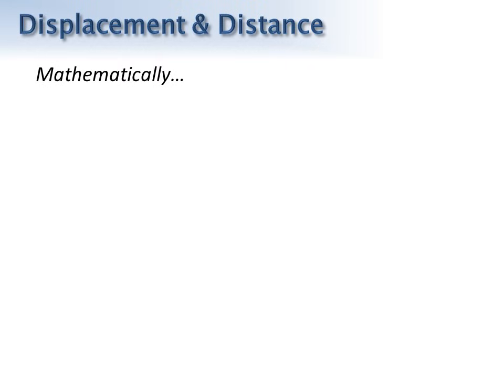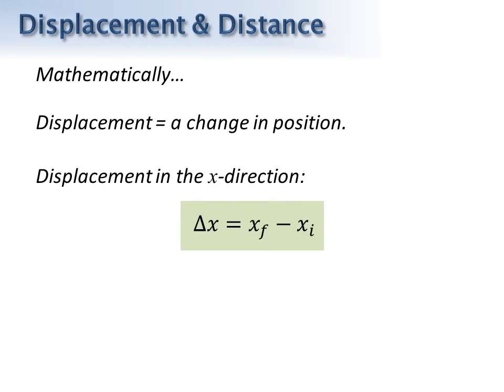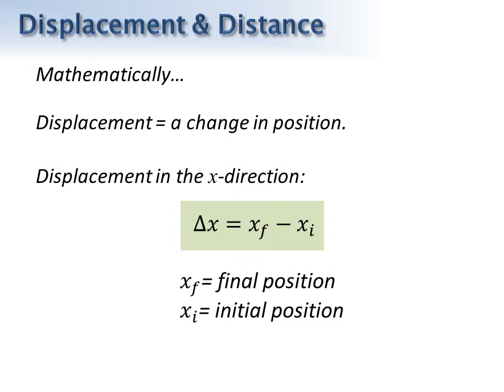So let's come up with a mathematical definition of displacement. Just in words, displacement is a change in position. Now we can have a change in position in the x direction or the y direction or the z direction, any of the three directions of three-dimensional space. But specifically for the x direction, we write it this way. Delta x is equal to x final minus x initial.